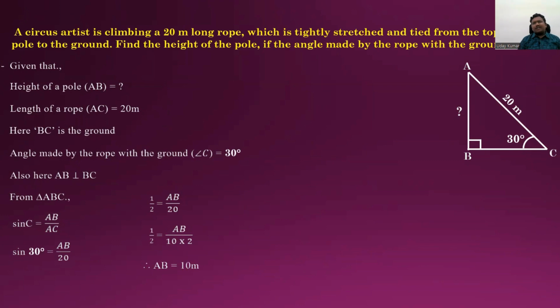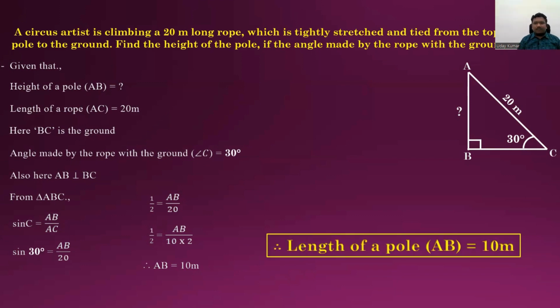So AB is the thing what they are asking us to find, right? What is AB? Can I leave it there itself, AB is equal to 10 meters? No, because according to my consideration, AB is the height of the pole. Maybe according to your consideration might be PQ, some other consideration, MN, like that it may vary. So we shouldn't stop there itself. We have to give a conclusion. So what's the conclusion? Length of a pole AB is equal to 10 meters.